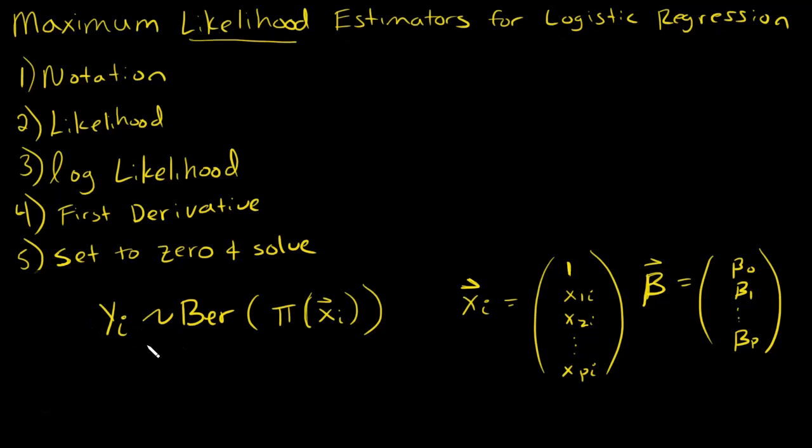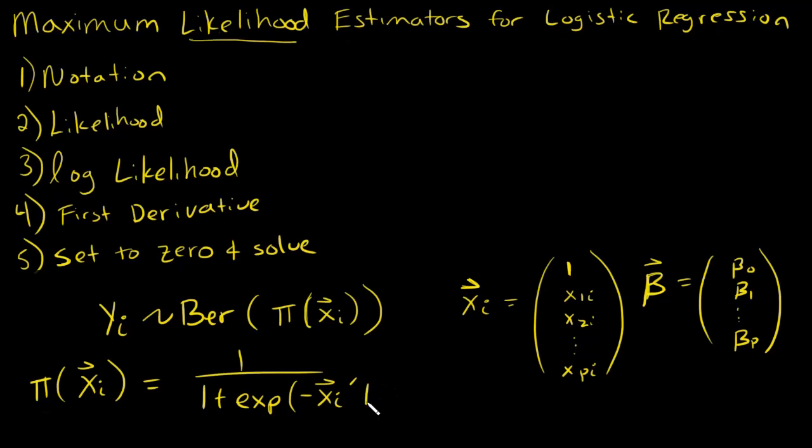All right, so y follows a Bernoulli distribution. The probability that y equals 1 is equal to this pi of xi. And what is pi of xi? This equals 1 over 1 plus e to the power of, I'm writing exp to represent e to the power of, negative xi transpose times beta.